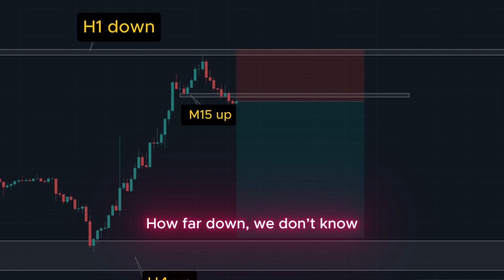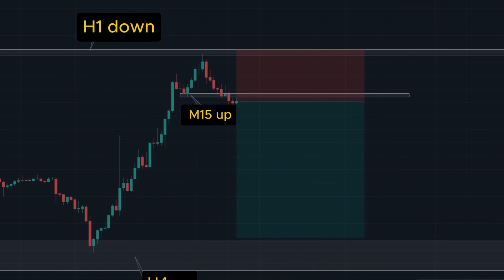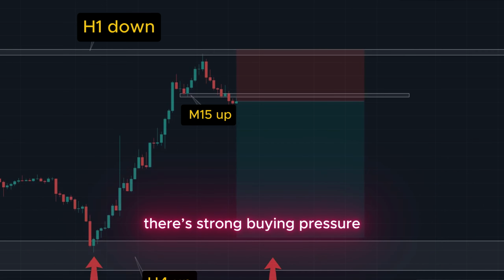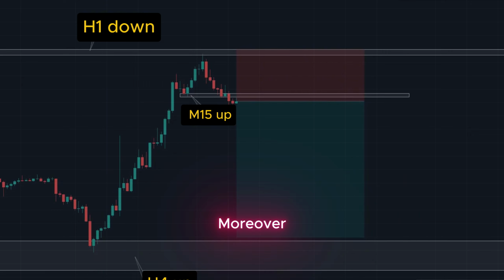How far down? We don't know, but it will definitely go down to the key level of the 4-hour timeframe, because down here, there's strong buying pressure, so when the price reaches there, it might reverse and continue the uptrend. Moreover, I'm following the smaller wave.